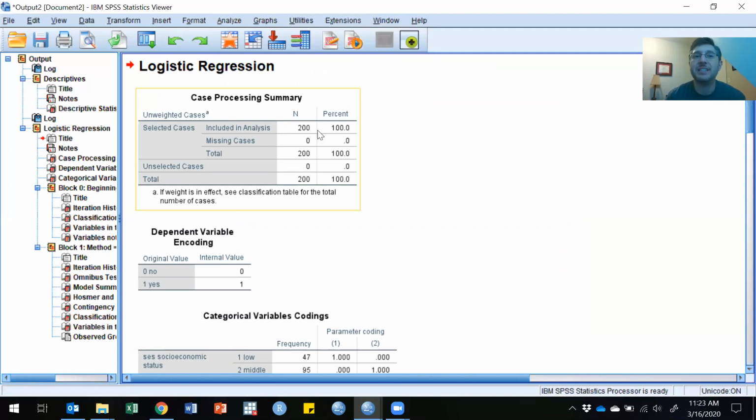So the first thing it prints out is just kind of summary information. It talks about missing data. There were 200 participants, individuals included in our analysis. There was no missing data.